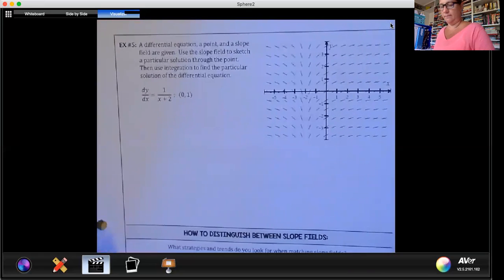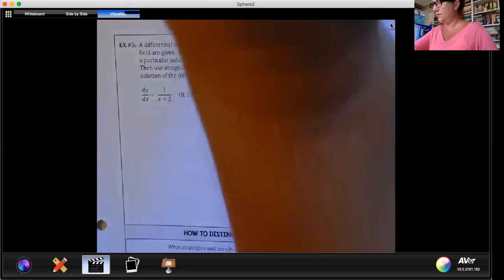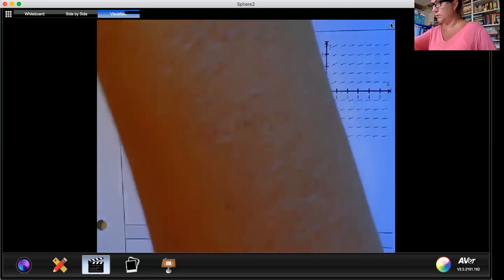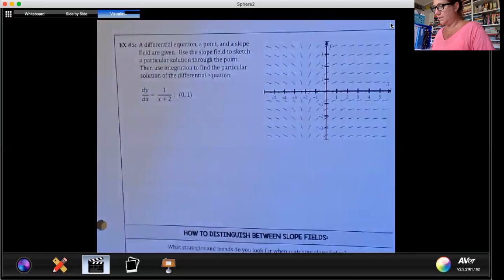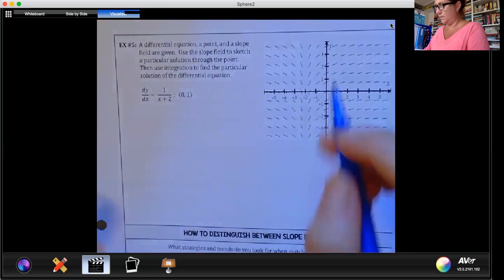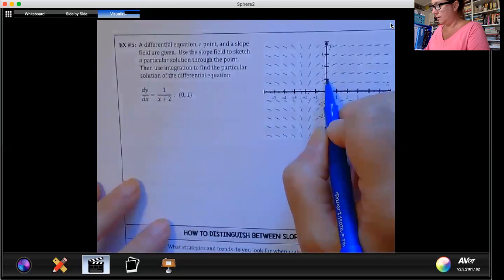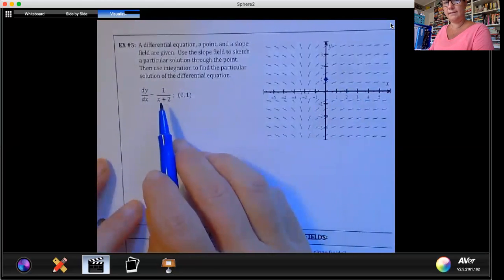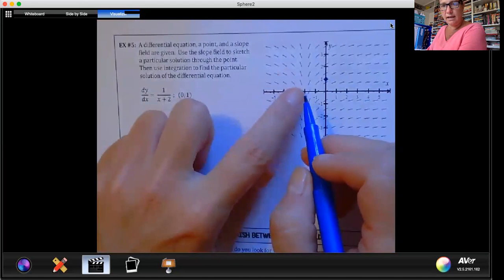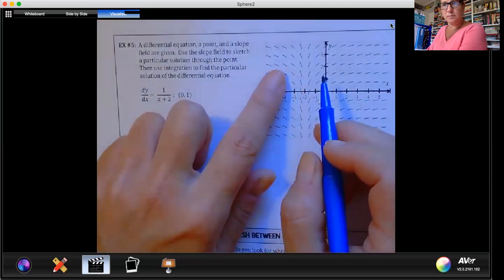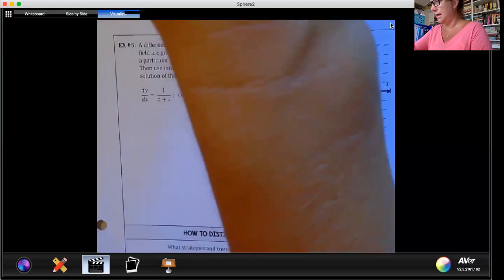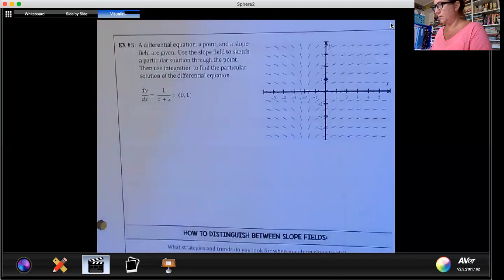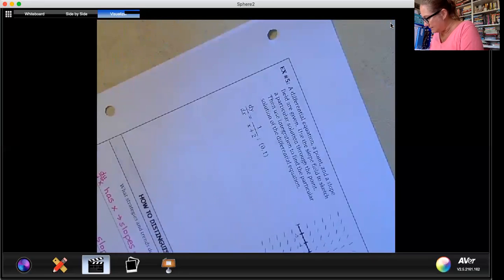All right, example number 5, a differential equation, a point, and a slope field are given. Use the slope field to sketch a particular solution through the point. Then use integration to find the particular solution of the differential equation. So we know we're going to go through 0, 1 and plot that. The other thing you should notice is that we're going to have a vertical asymptote at -2. Notice how at -2 your slopes split. There's nothing at -2. So I'm going to go ahead and graph that vertical asymptote at -2.